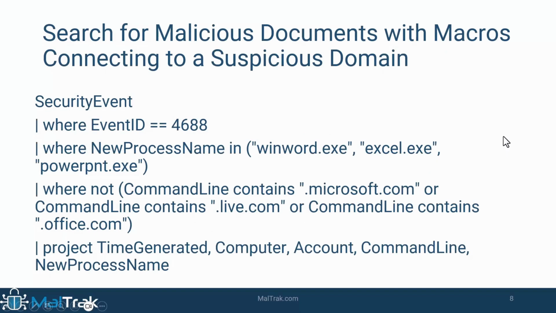So we can search for malicious documents with macros connecting to a suspicious domain. Here again, we're searching the security event table where event ID equals that. Here we're looking for a new process name in WinWord, Excel, or PowerPoint, where the command line does not contain Microsoft.com, or live.com. So we're whitelisting those Microsoft URLs, or Office.com. We want to project TimeGenerated, Computer, Account, CommandLine, NewProcessName.